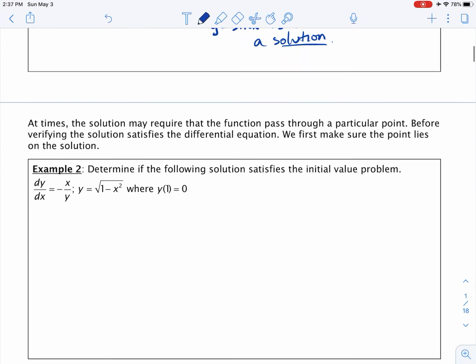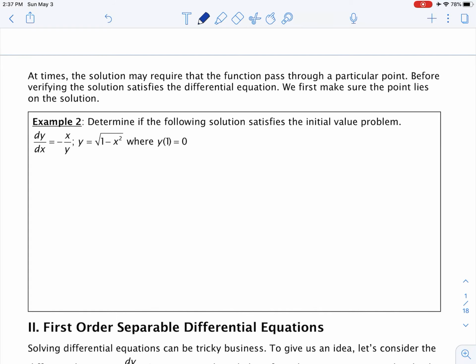And at times, the solution may require that the functions pass through a particular point. If you recall from Calculus 1, when we discussed antiderivatives, we discussed what was known as the initial value problem. And really, when you were solving initial value problems, you were already solving differential equations.